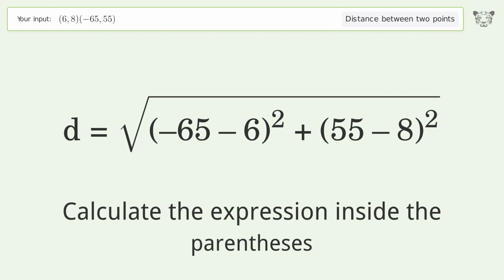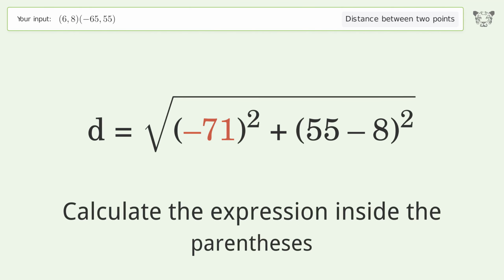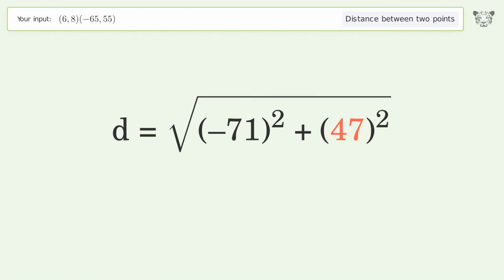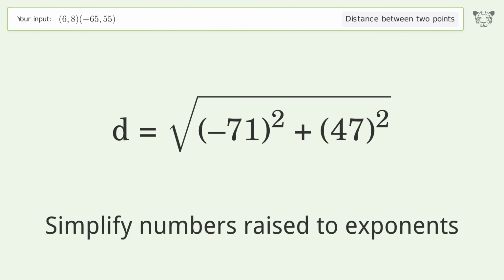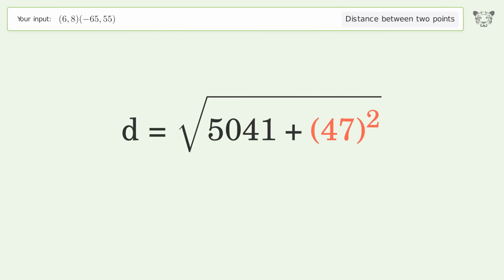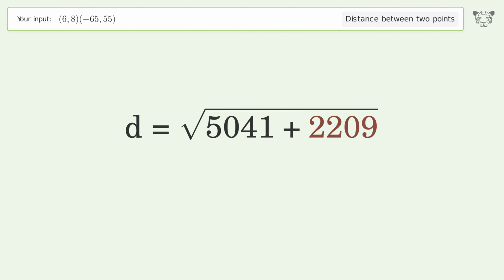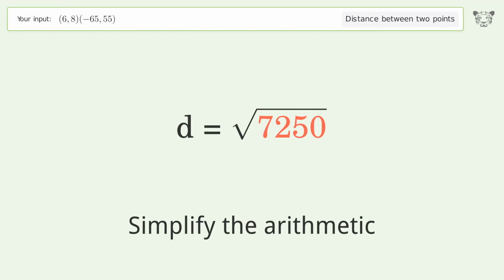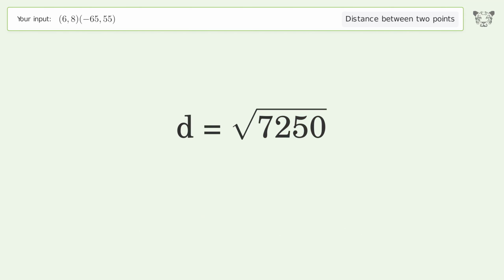Calculate the expression inside the parentheses. Simplify numbers raised to exponents. Simplify the arithmetic. And so the distance between the 2 points is the square root of 7,250, or 85.147.